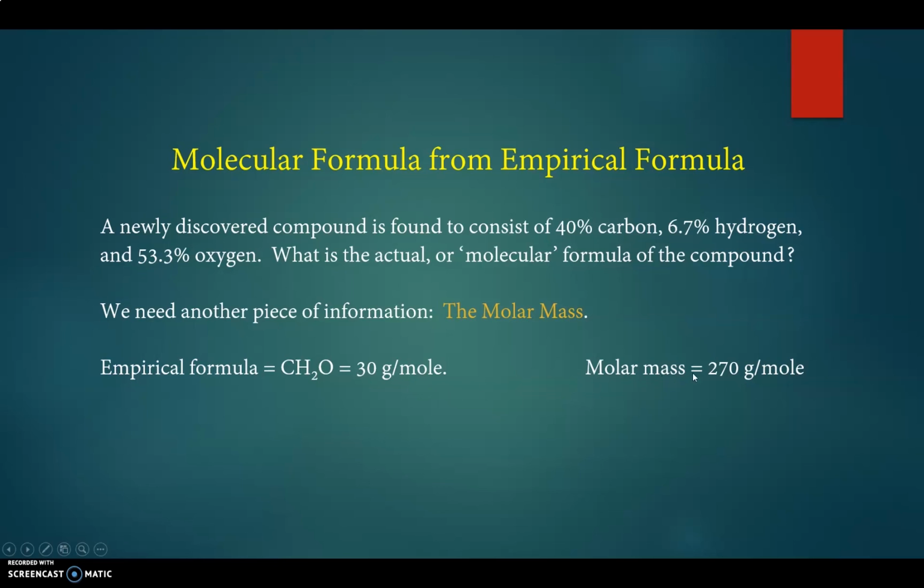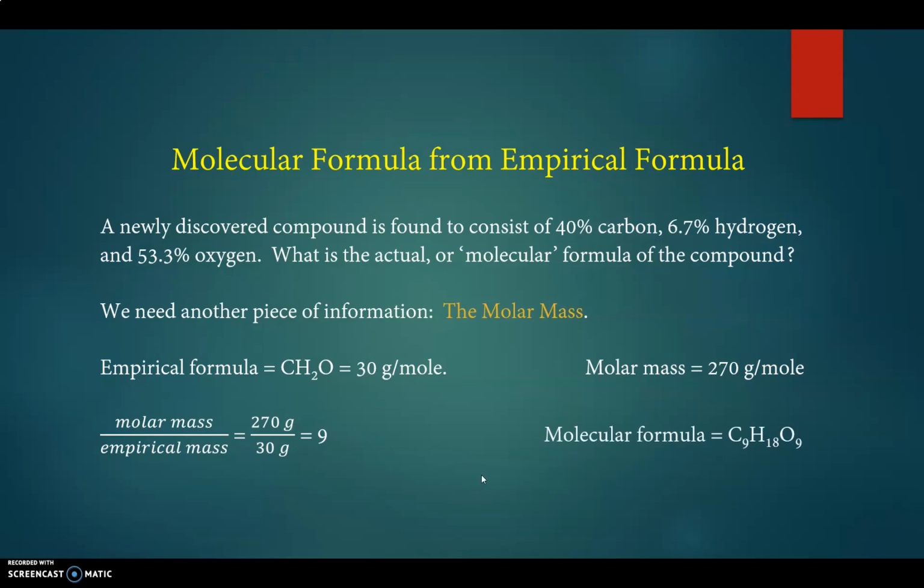So all we really need to do is divide 270 by 30, and we'll come up with a ratio. So in this particular case, the molar mass divided by the empirical formula's mass comes out to be 9, and that means our true compound must be 9 times greater than the empirical formula, so it's going to be C9H18O9.